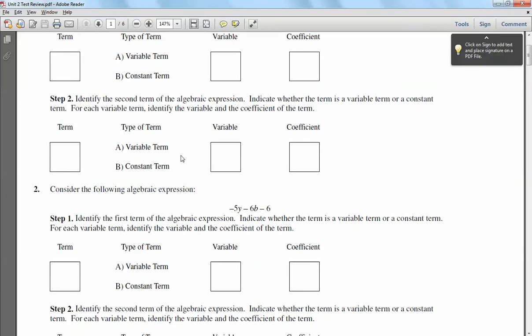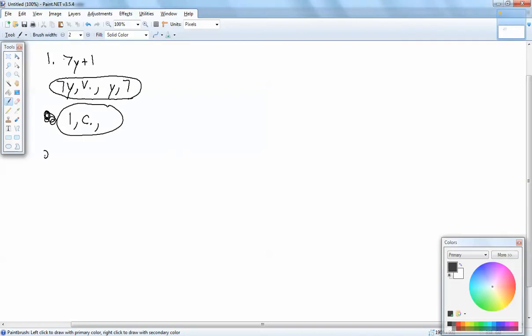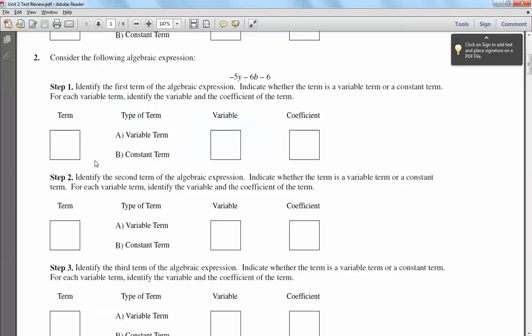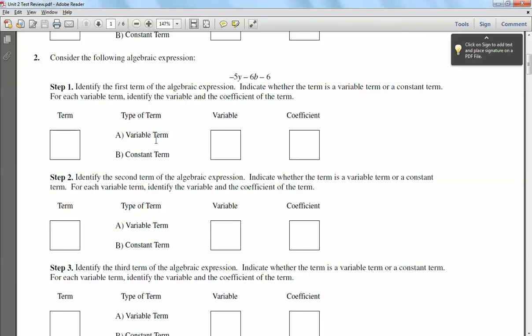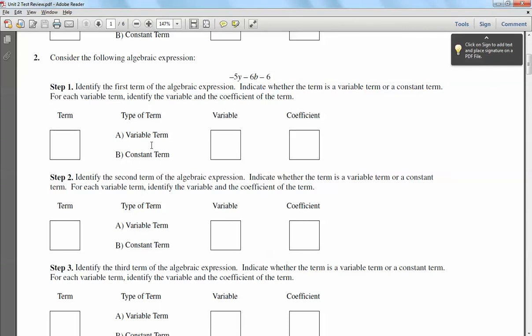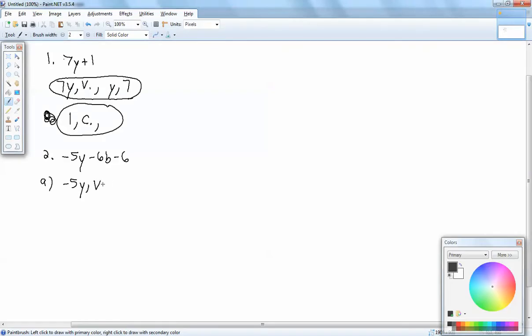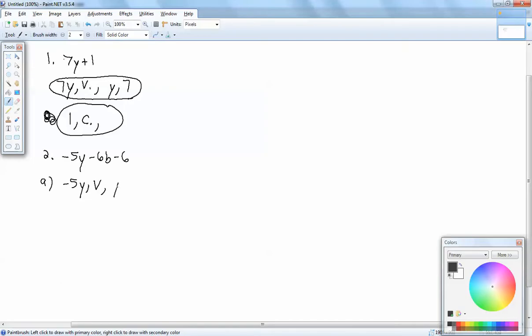So let's go down to problem 2. I'll wake up here eventually. Okay, we got negative 5y minus 6b minus 6. Okay, first part. Identify the first term. Well, the first term would be negative 5y. Identify whether it's a variable term or constant term. It has a variable in it, so it's a variable term. Identify the variable and coefficient. Well, the variable is y, and our coefficient is negative 5. The number's in front of it.